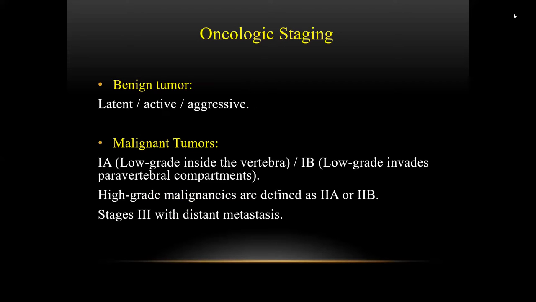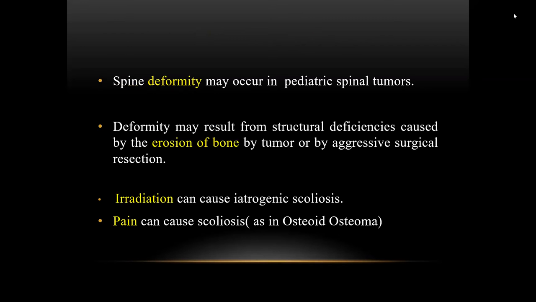Oncologic staging for these cases: benign tumors can be latent, active, or even aggressive, but malignant ones can be classified into 1A, 1B, low-grade tumors. Sometimes the A is inside the vertebral body and B invades the paravertebral compartments. High-grade malignancy is defined as 2A or 2B, and then 3 if you have distant metastasis.